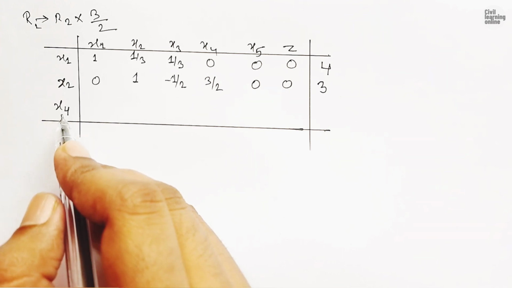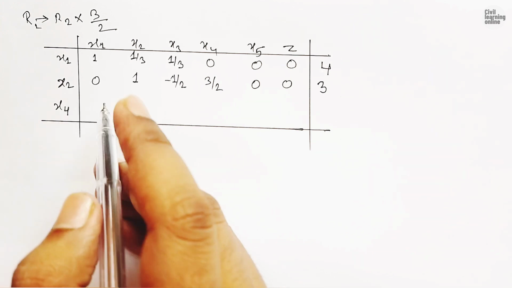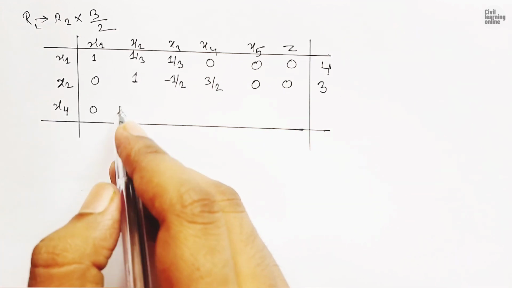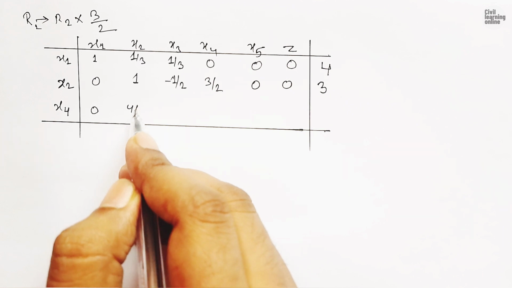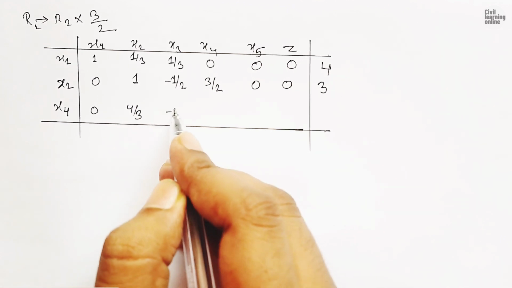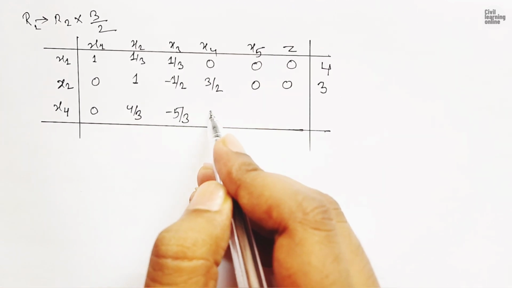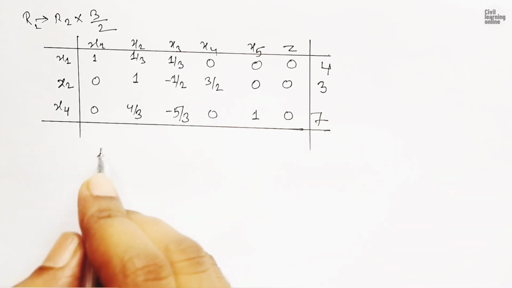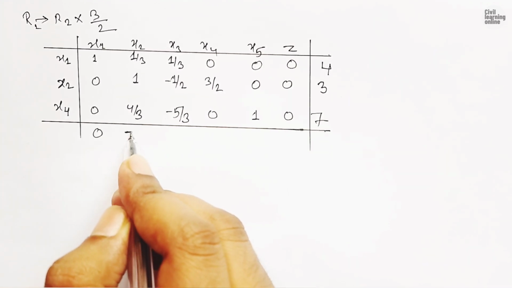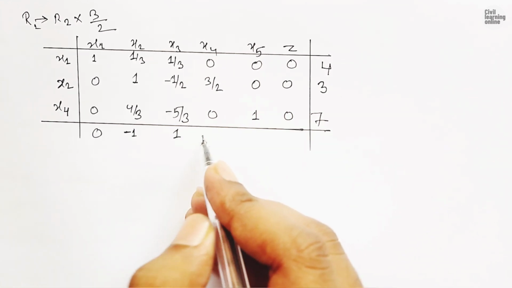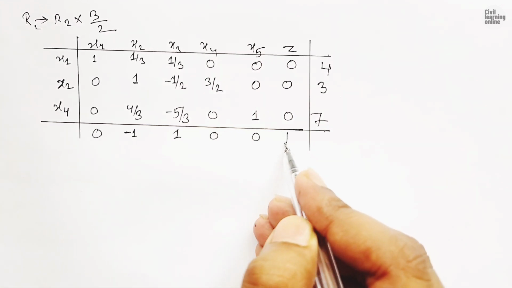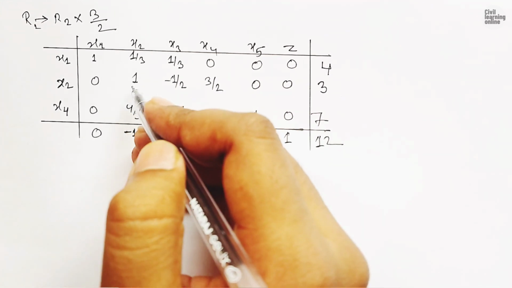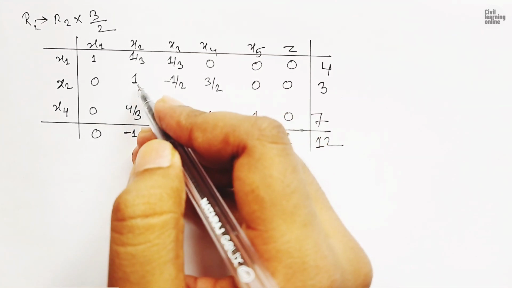So for x4, we are doing operation on R2. So 0 as it is, 4 by 3, minus 5 by 3, 0, 1, 0 and 7, and here it is 0, minus 1, 1, 0, 0, 1 and 12. Now we have successfully converted the pivotal element to unity.